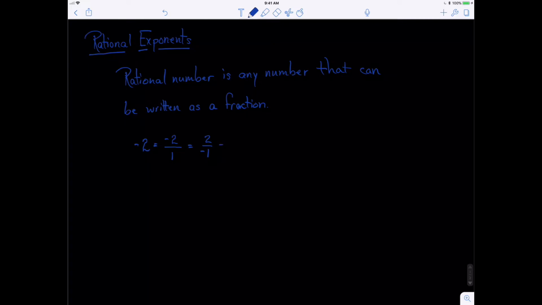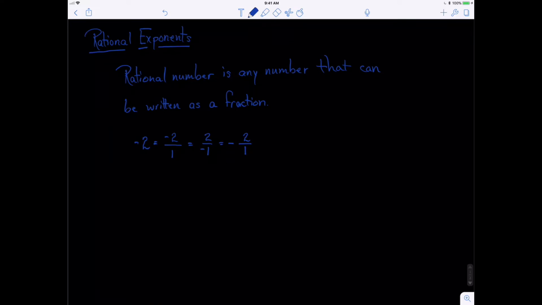And we can even write it as, if you're writing a textbook, sometimes it looks nice just to put the negative way out in front. So the number negative 2 can be written in any of these four forms. But the key here is that negative 2 is a rational number because here we wrote it as a fraction. So today we're going to look at rational exponents.